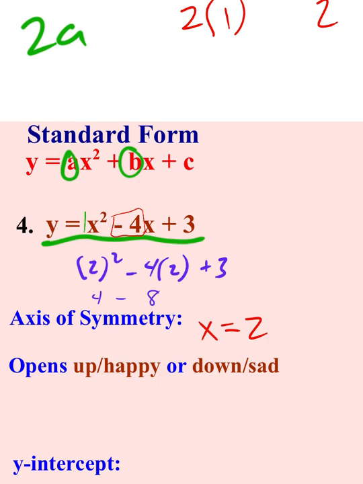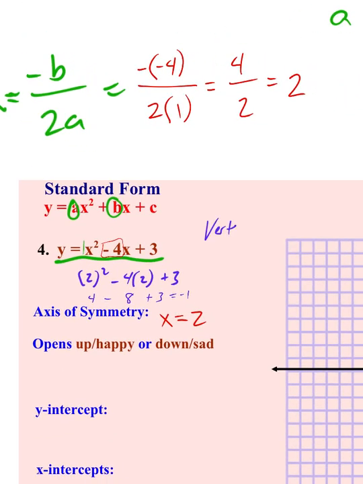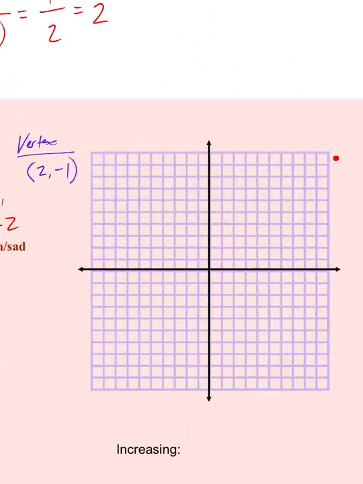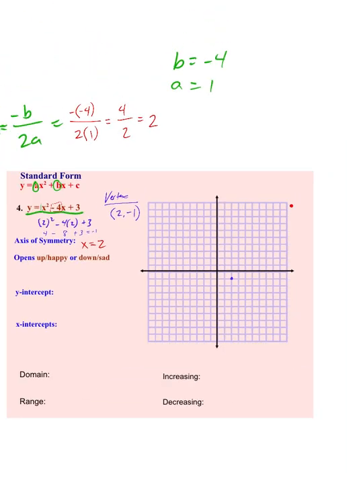Minus 4 times 2 is minus 8, and then plus 3. So 4 minus 8 is -4. -4 plus 3 is going to be a -1, which means our vertex in this particular problem is an x value of 2 and a y value of -1. So as we graph this, the first point I'm going to put in is this 2, -1 right here.